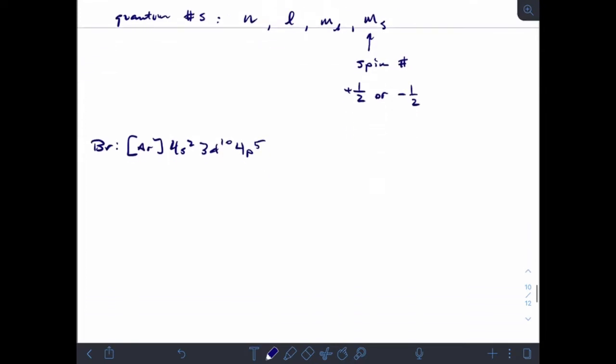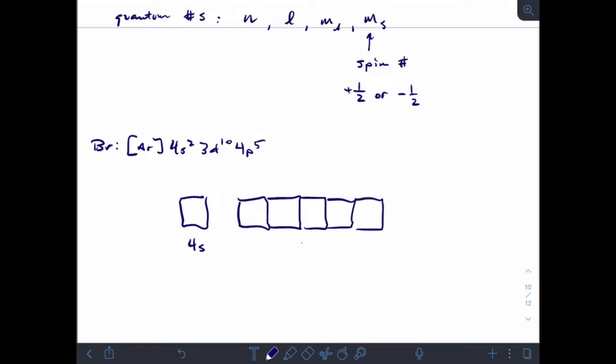If I draw this out, I can use boxes to represent each set of orbitals. I'll have one box for my 4s, because s only has one orbital. It's a sphere. And then for my d's, I'll have 5 boxes because there are 5 d orbitals. So here's my 3d. And then my p's have 3 orbitals, so I'll have 3 boxes.